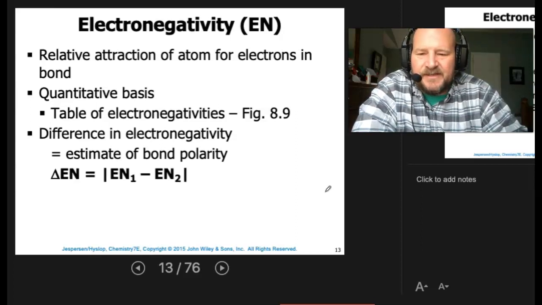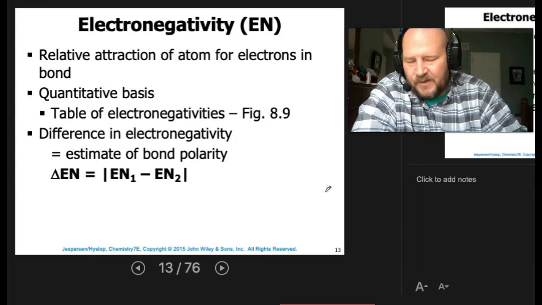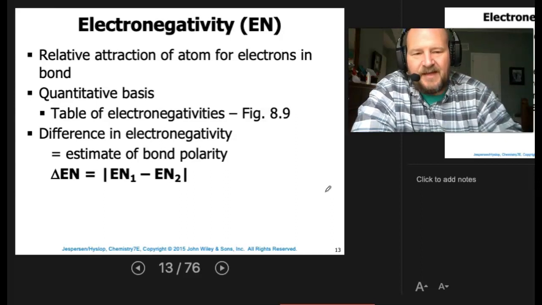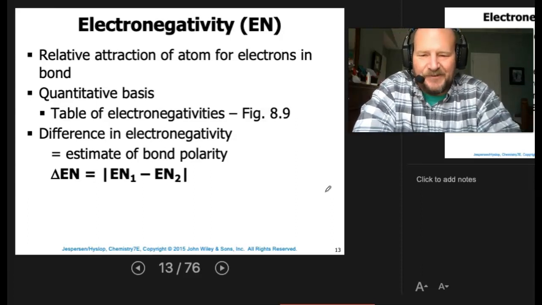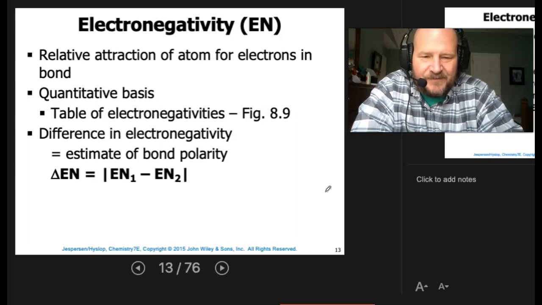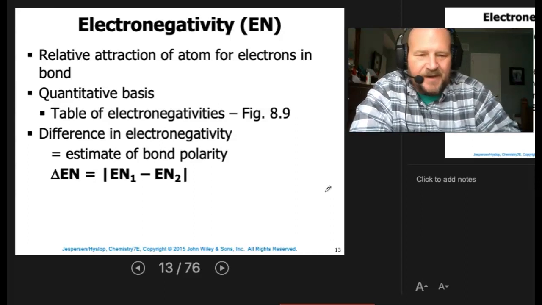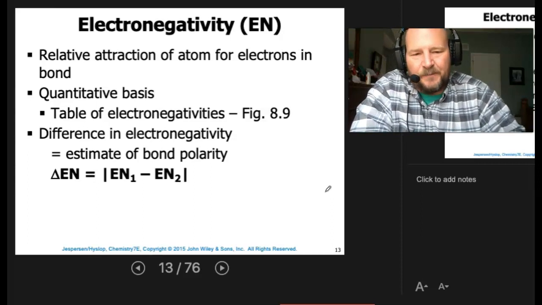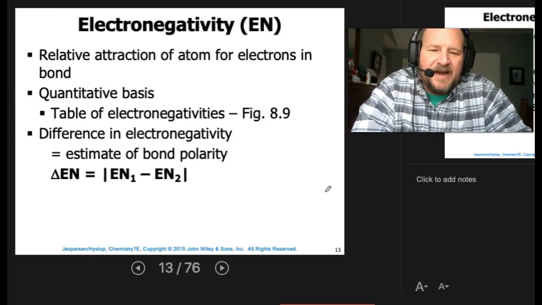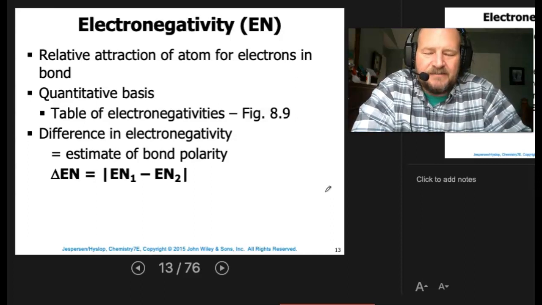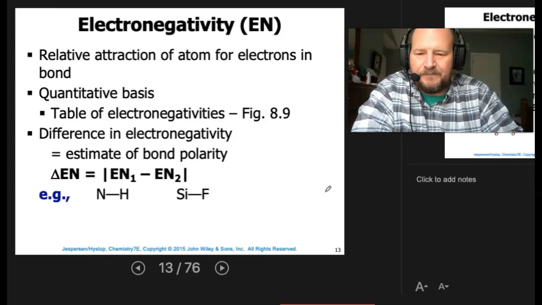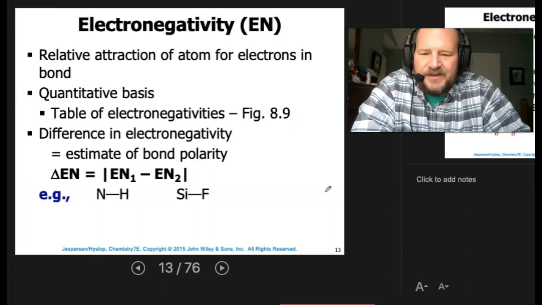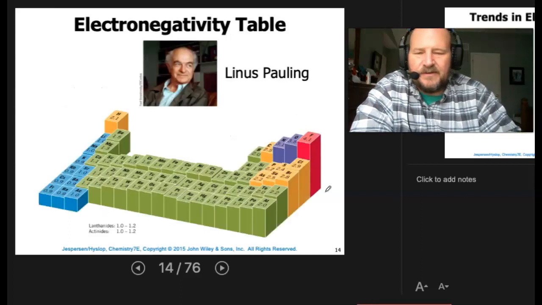The change in the electronegativity, delta EN, will equal the absolute value of EN1 minus EN2, the electronegativity of the first atom minus the second atom. If I have several bonds in a molecule, this calculation is per bond. It's only talking about the electronegativity in that one bond, not for the whole molecule. So for example, if I wanted to do N-H or Si-F, I could go get those values.